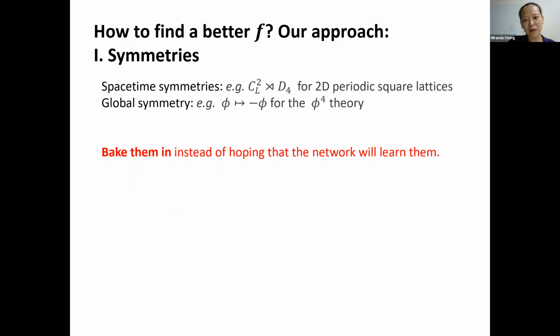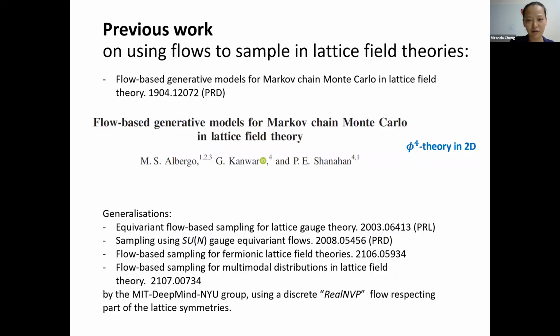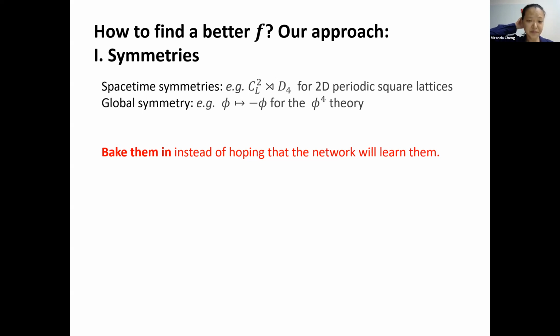Let's take the same toy model, φ⁴ in 2D. There's the space-time symmetry, which is just the symmetry of 2-dimensional periodic square lattices: rotation, reflection and shift symmetry, and nothing else. And the global symmetry is also very simple, it's just a Z2.